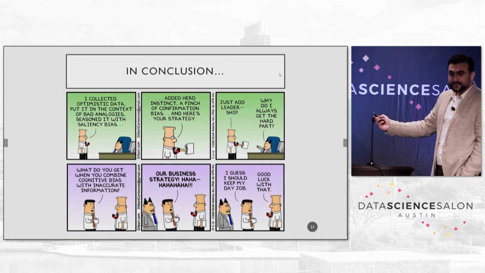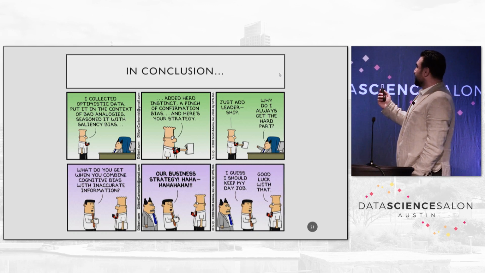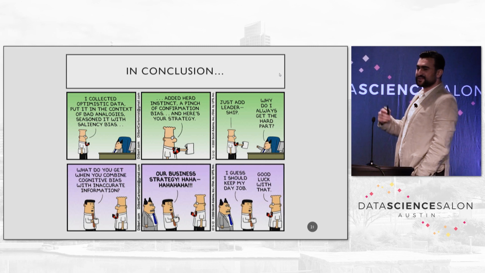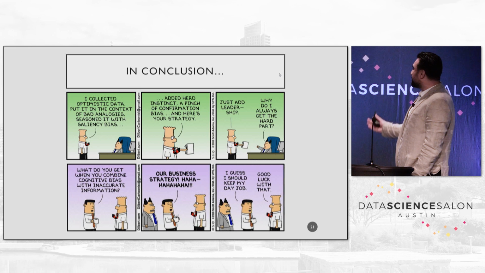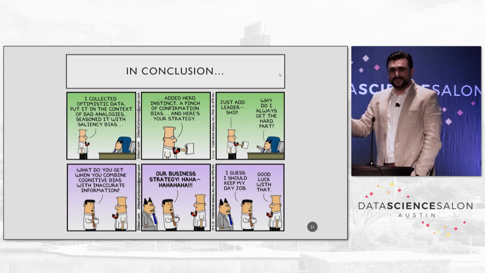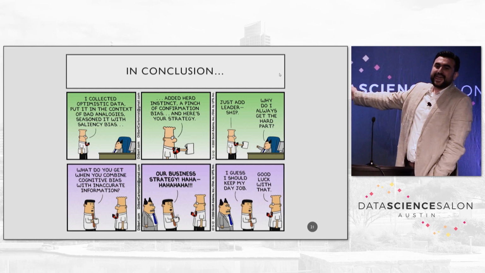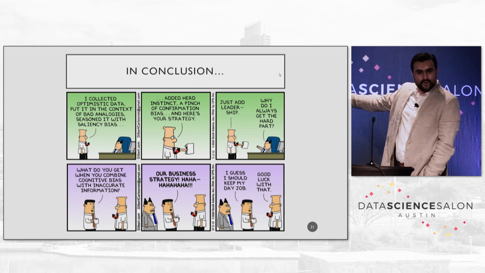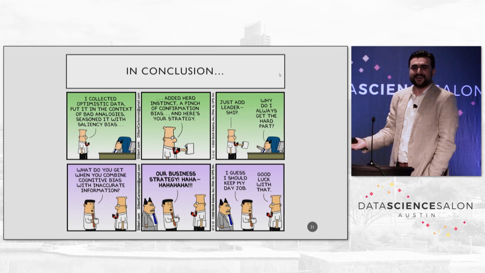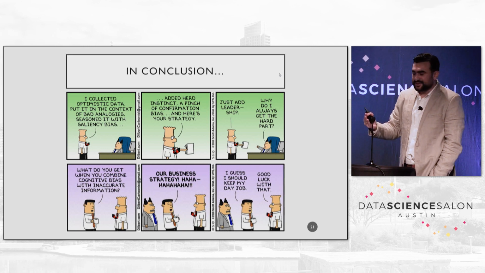So, in conclusion, if you, as Dilbert, collect optimistic data, put it in the context of bad analogies, season it with salience bias, add herd instinct, a pinch of confirmation bias, and present that to your leader as a strategy, right? You really have to have a leader like his pointy-haired boss to say, okay, why do I always get the hard part of adding my leadership on top of that, right? You can't get away with that.